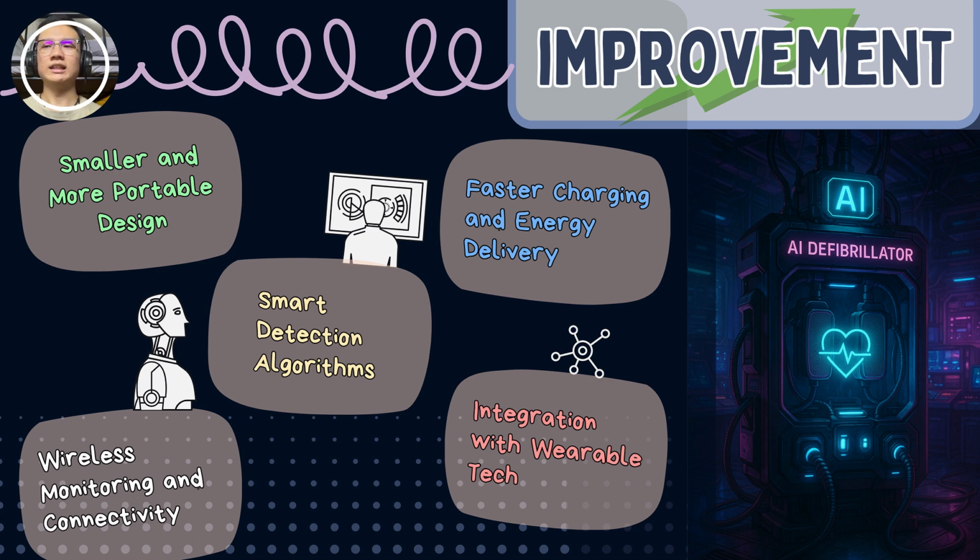Secondly, we have faster charging and energy delivery. As such, less energy will be wasted and we can optimize the energy usage. Thirdly, smart detection algorithms can be applied, whereby the defibrillators can be powered by AI, and the AI will analyze the data from the patient so that the defibrillator may take the correct action for the conditions. And fourthly, we can use wireless monitoring and connectivity.